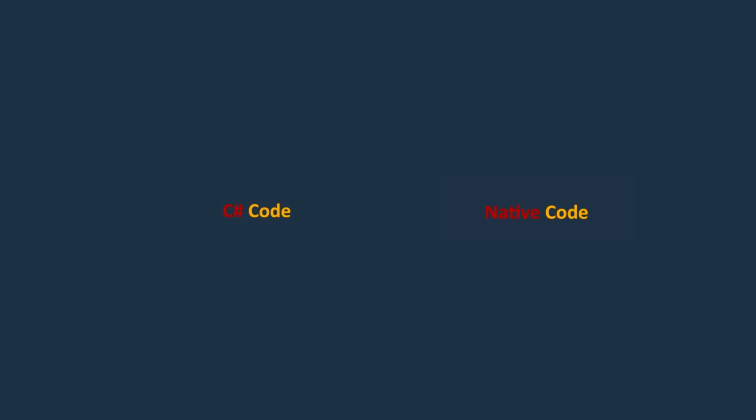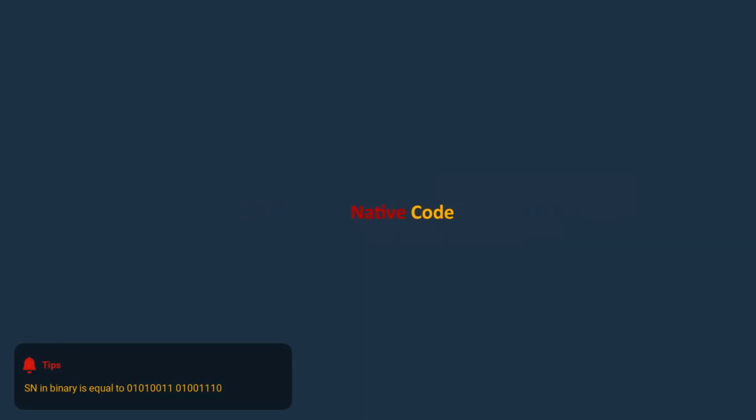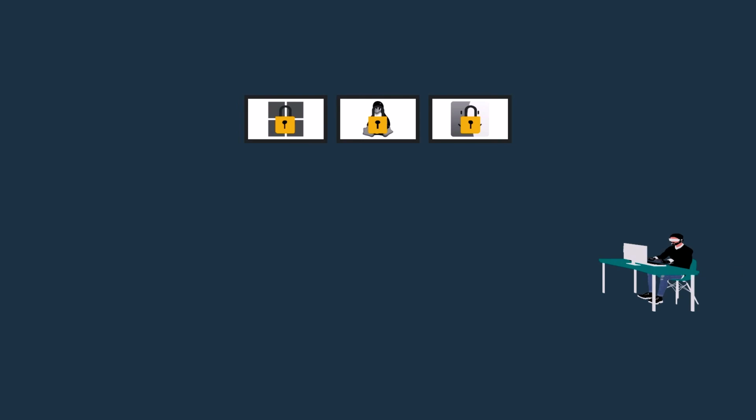But what is native code? Native code is binary data that runs on the machines. These data have only two possible states, 0 and 1. Okay, for compiling C# code to native code, .NET performs two execution process stages.